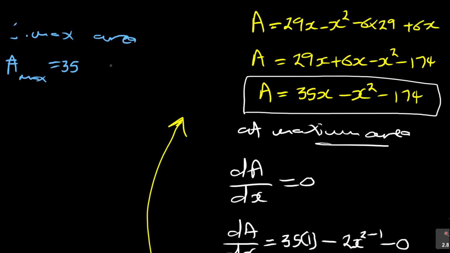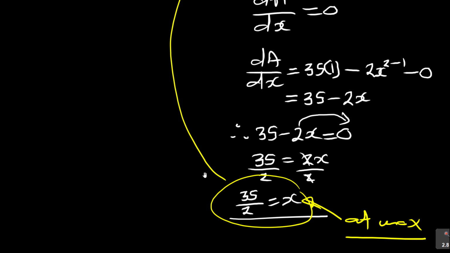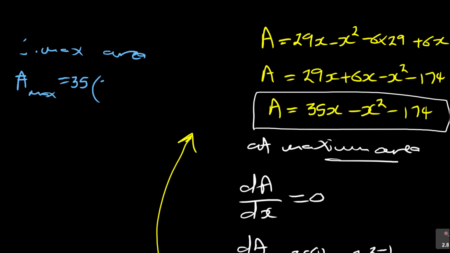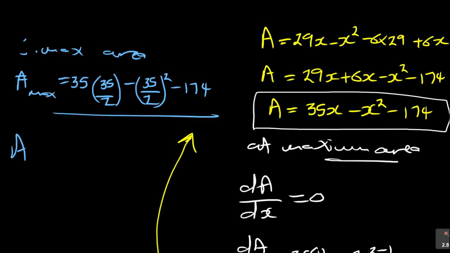Are you seeing that? There are two ways you can use that one. Where there is x, what do you put now? 35 over 2. See? So you can say x times 35 over 2 and then minus x squared, which is 35 over 2 squared, minus 174. That is one way. Or you can say A max is equal to, use that one that was simpler.